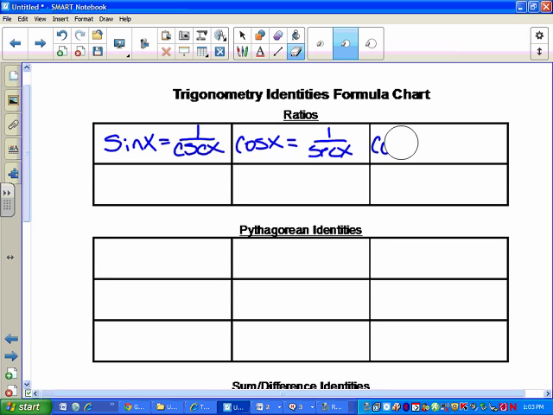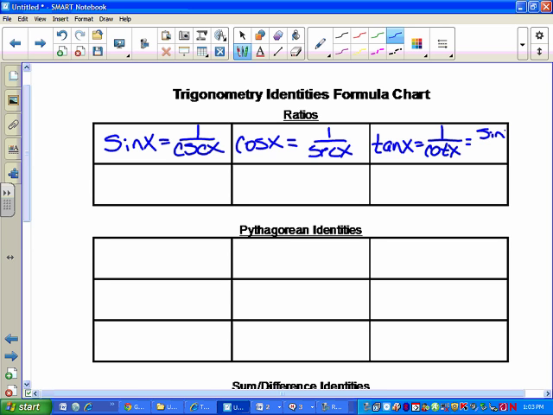Let me change it. Let's start with tangent. Tangent of x, wouldn't that be 1 over cotangent? But couldn't it also be sine of x over the cosine of x? Since tangent is y over x, and y is sine and cosine is x, tangent can also be sine x over cosine x.